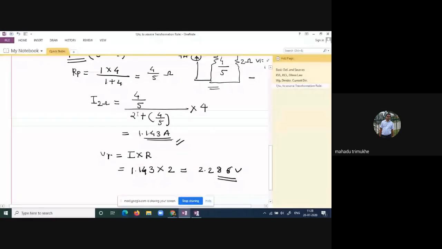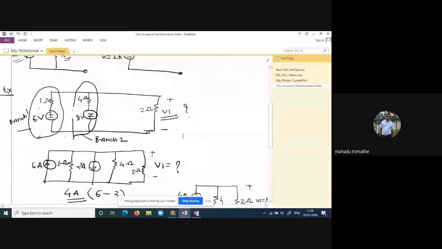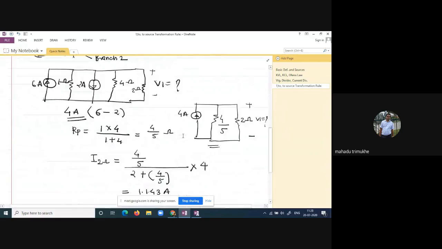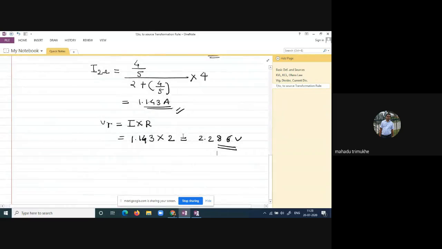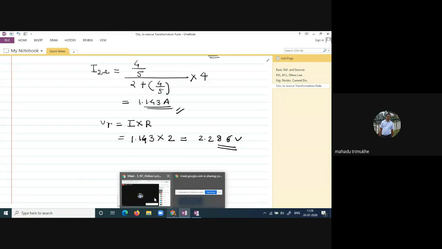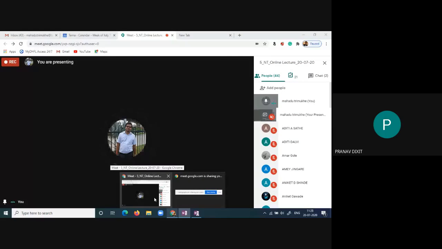It's a very simple technique. By using source transformation, you can easily find out the voltage across the 2 ohm resistor. Okay, is it clear? Yes, sir.